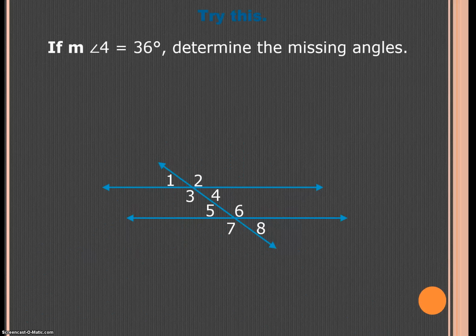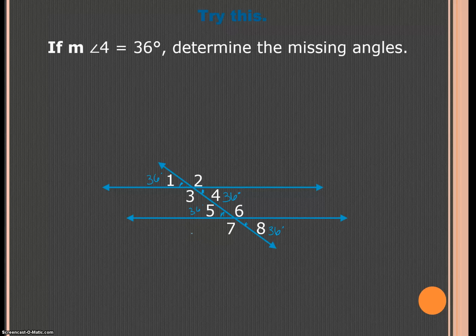Okay, try this one. If you're given that the measure of angle 4 is 36 degrees, pause the video and see if you can figure out all the other missing angles. Well, after the pause, you see that the vertical angles are congruent, so 4 and 1 are the same. And that means 5 and 8 are the same because they're all the acute angles. So all of them will be 36 degrees.